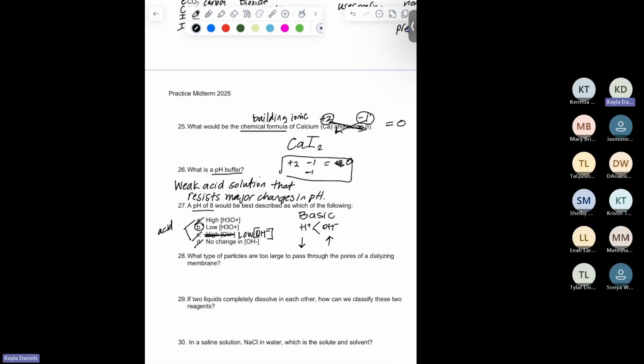Okay, 28. Particles that are too large to cross the membrane, colloids. You just have to identify that from a list of particles.